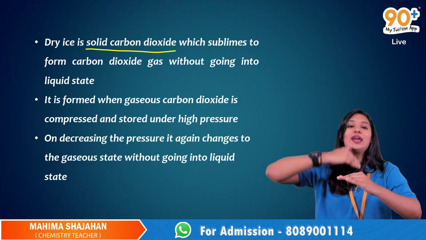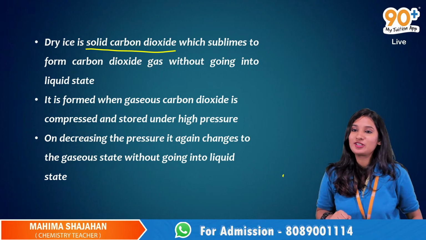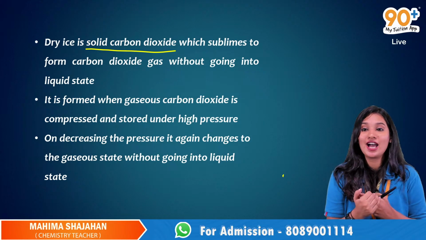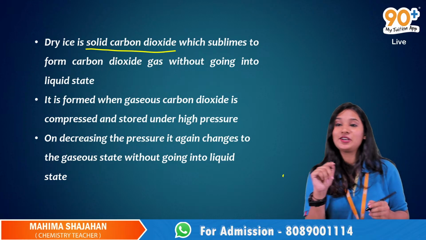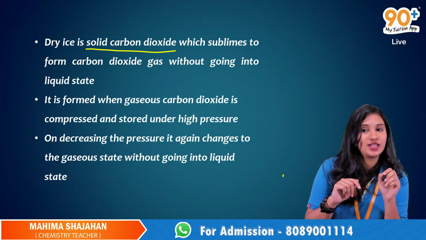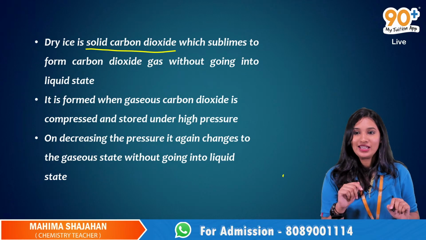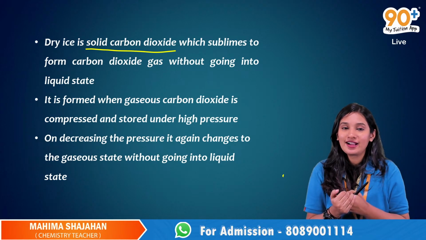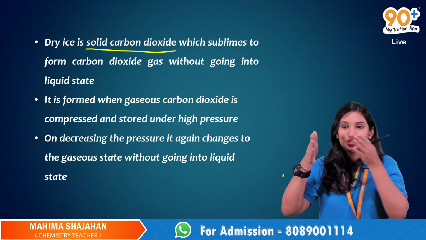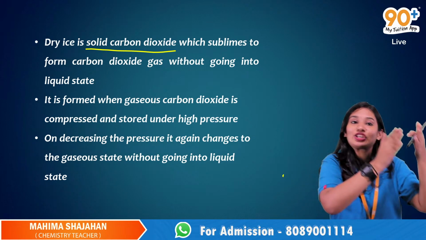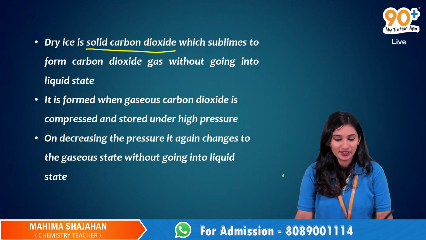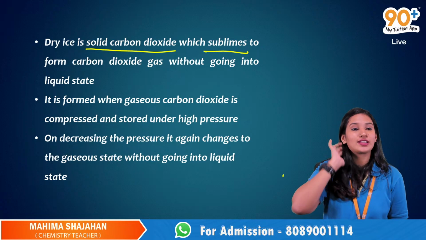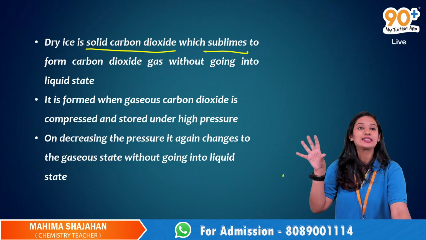And what does this solid dry ice do? They sublime into gaseous carbon dioxide. Carbon dioxide, CO2, the number should be a subscript, not a superscript. Very good. Sublime means what? Sublimation means going directly from the solid state to the gaseous state. That is what we call sublimation. Alright. But what is dry ice? It is solid carbon dioxide.